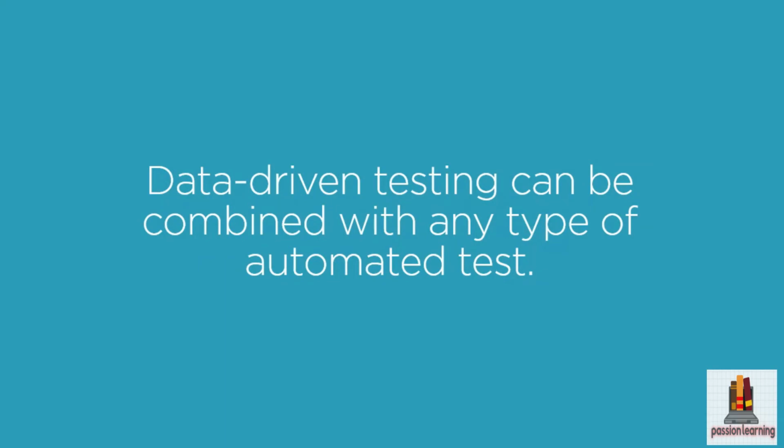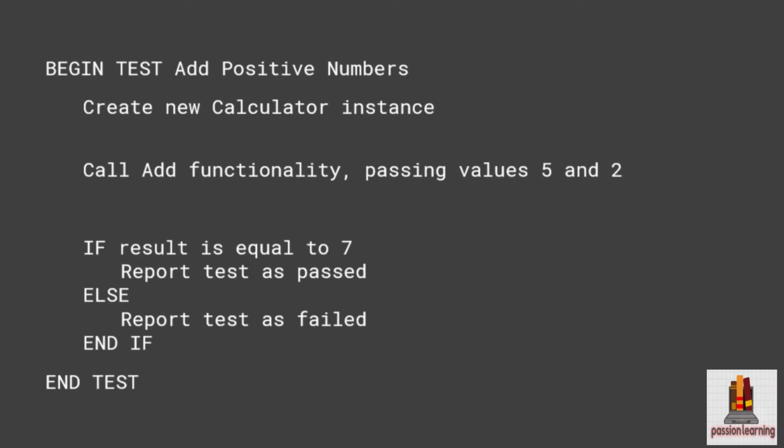One technique we can apply to any type of test is the technique of creating data-driven tests. This essentially allows us to execute a single test multiple times with different test data. So if we have a look at some tests here we've got this test, add positive numbers, and we're testing our calculator instance. We're adding the values 5 and 2 in this test, and checking the result is equal to 7. We can add a second test, add negative numbers, this time passing the values -5 and -2, and checking the result is equal to -7.